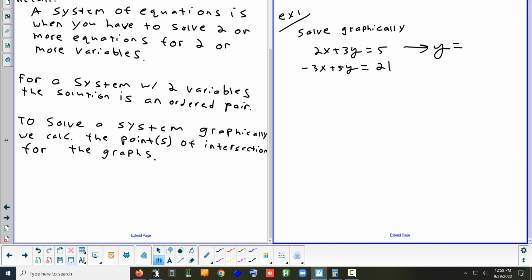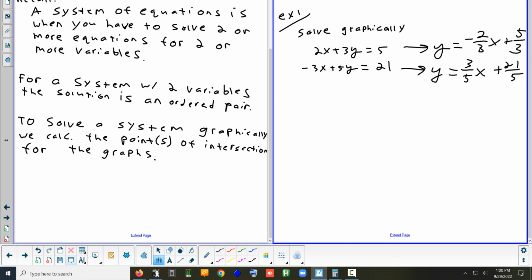So if I get y by itself, in the top one, I would have negative 2 thirds x plus 5 thirds. And in the bottom one, we would add the 3x and then divide by 5. So 3/5 x is my slope. And what would my y-intercept be? You'd have to divide the 21 by 5.